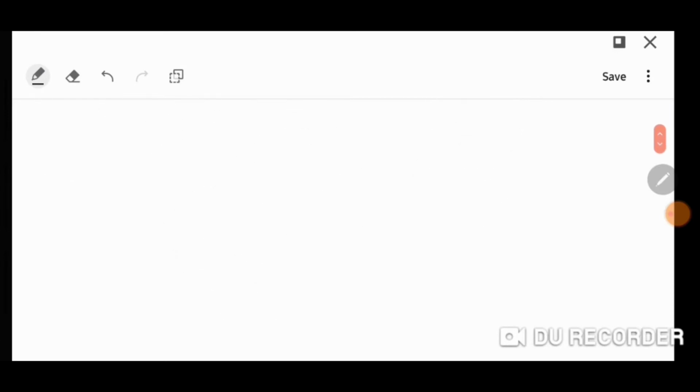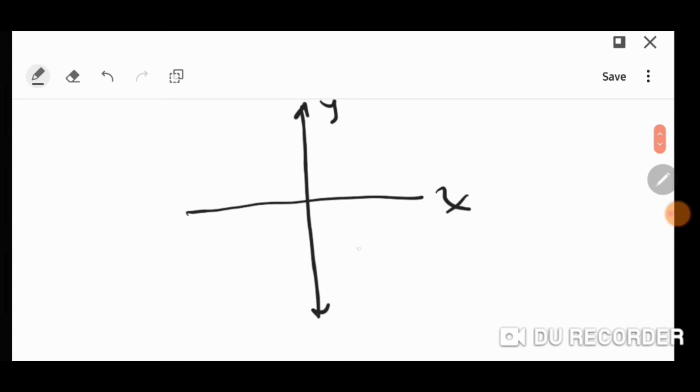So let's look at an example of how this will look on a graph. So let's say I had a graph. This is my X, horizontal is X, vertical is Y. Again, domain is your X values and your range is your Y values.